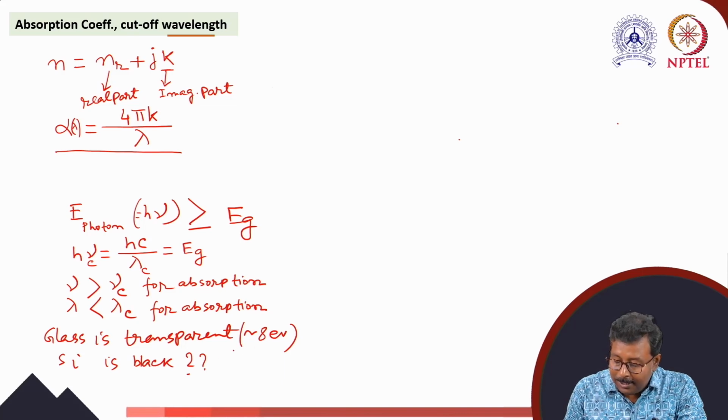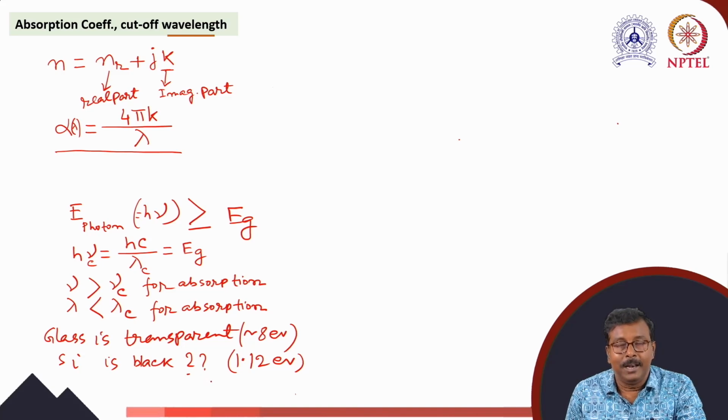But in the case of silicon, its band gap is 1.12 electron volt, and if you calculate the energy corresponding to this 1.12 electron volt, you can see the light in the visible range will be absorbed by the silicon, not transmitted through the material. That means silicon looks like black or gray color. So this is a daily life experiment also. By looking at the color, you can predict the band gap in this way.